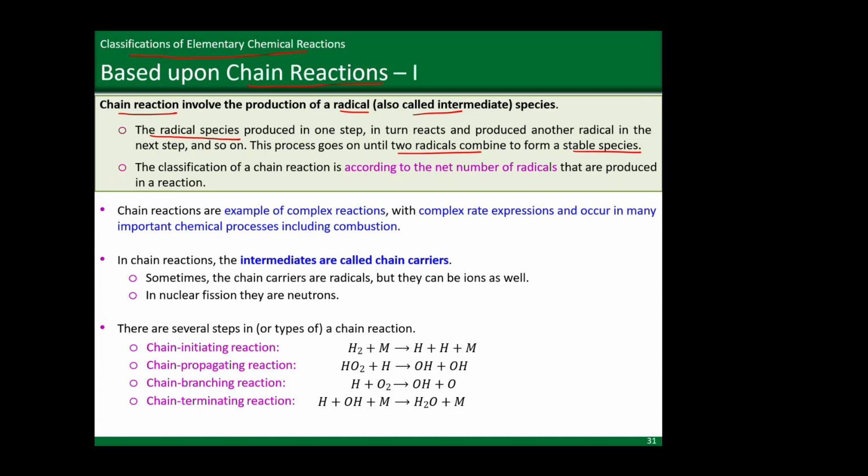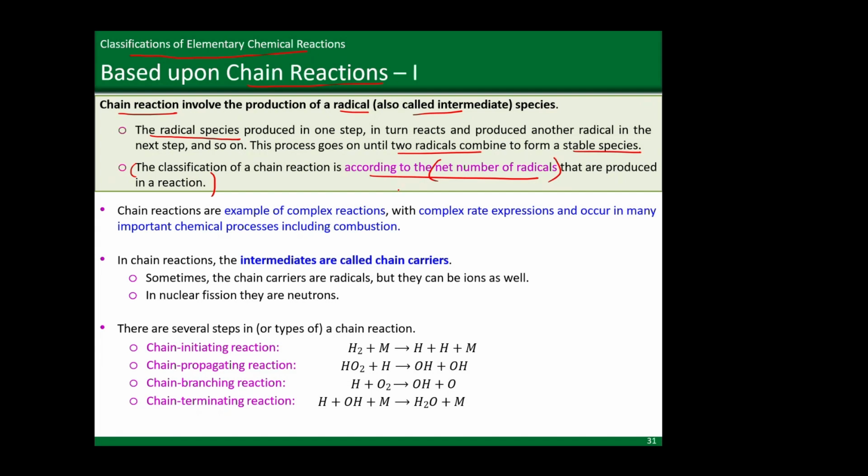So overall, when we look at the types of chain reaction, we can classify them on the basis of the net number of radicals that are being produced, right? So you have radicals on the reactant side, you have radicals on the product side. The idea is overall, are we producing radicals? Are there more radicals on the product side, or are there fewer radicals on the product side? Based on that comparison, based on the net number of radicals that we have in a given reaction, we can classify the chain reaction into multiple types.